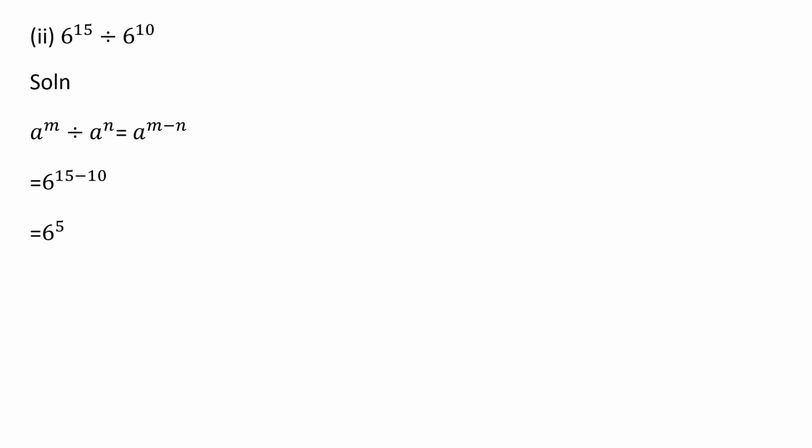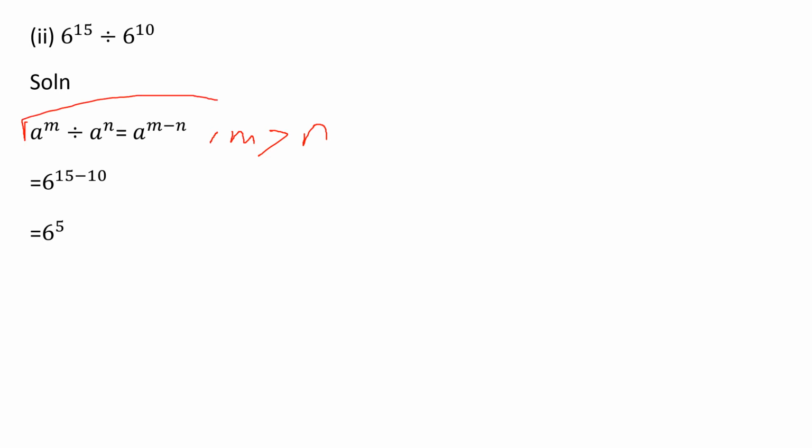So here division. 6 power 15 divided by 6 power 10. What is the formula we are going to use? A power m divided by a power n is equal to a power m minus n. And what is the condition? One more condition is there. M should be greater than n.